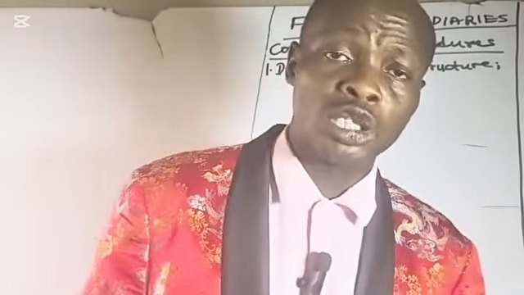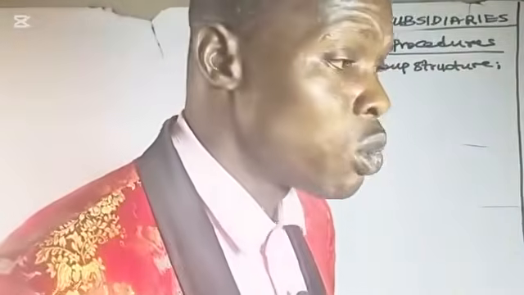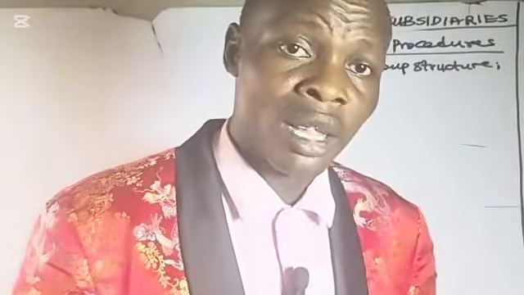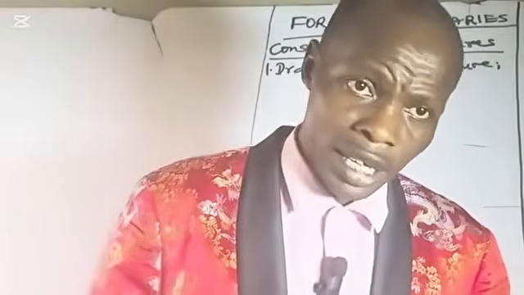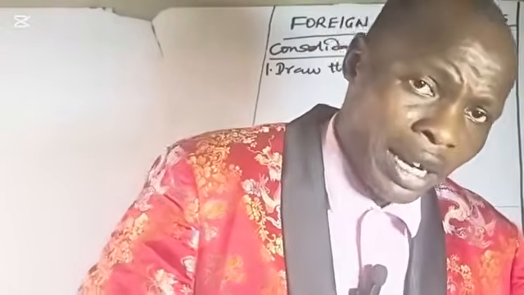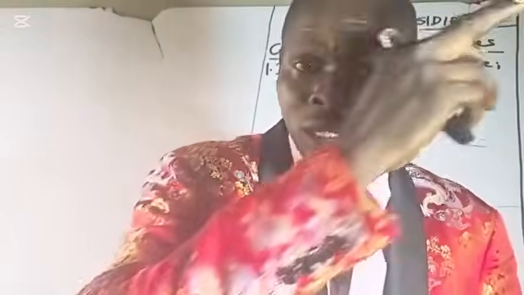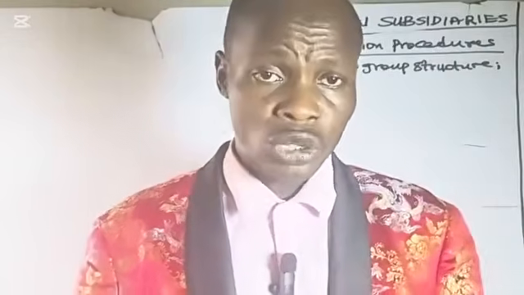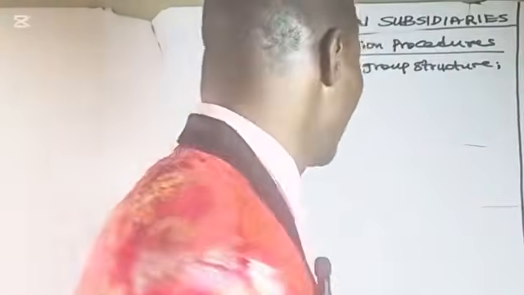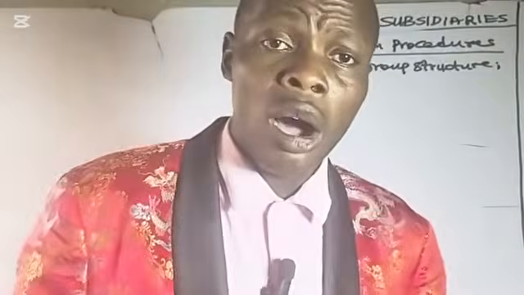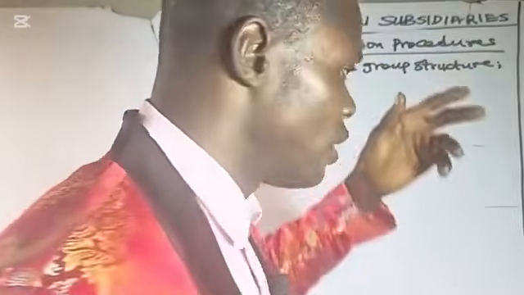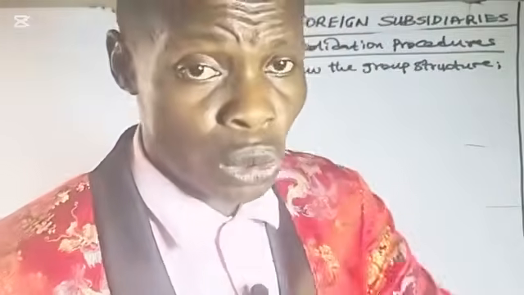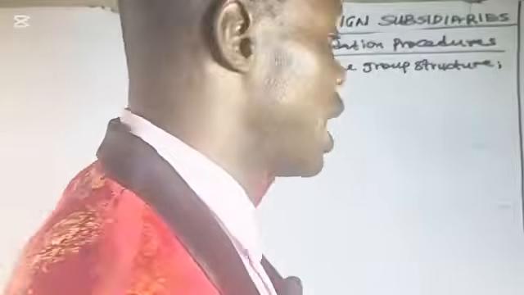Then we can also have a vertical group as a form of complex group structure. We could have a sub-subsidiary. That is where an entity is a subsidiary of another entity, which is itself a subsidiary of the parent. That is a sub-subsidiary, which is a vertical group. In a vertical group, the parent will be exercising an indirect control over the sub-subsidiary company.